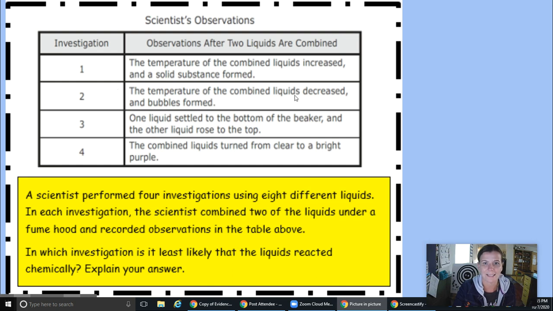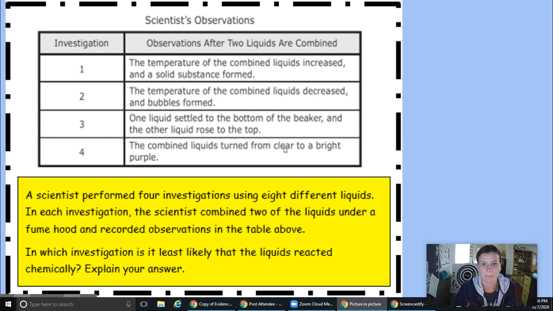Investigation 2, the temperature of the combined liquids decreased and bubbles formed. Again, you have a temperature change and bubbles forming, which indicates gas being produced. So 2 chemical changes here. Investigation 3, 1 liquid settled to the bottom of the beaker and the other liquid rose to the top. This is not evidence of a chemical reaction. This is just floating and sinking.